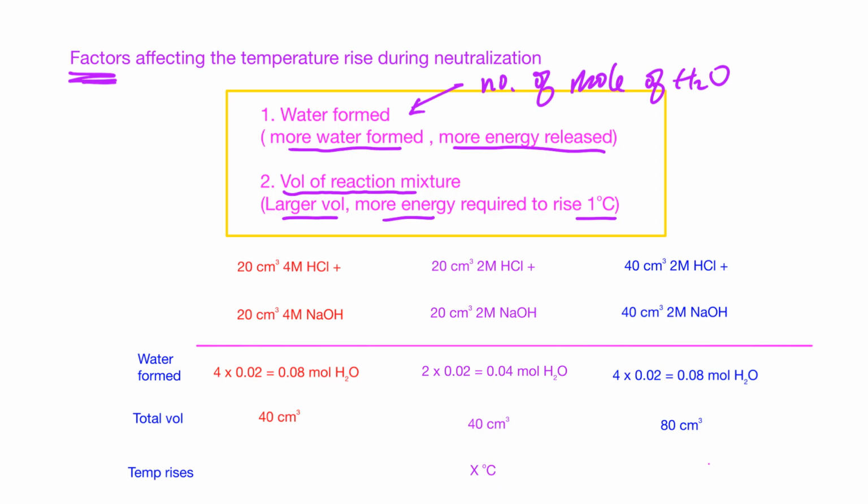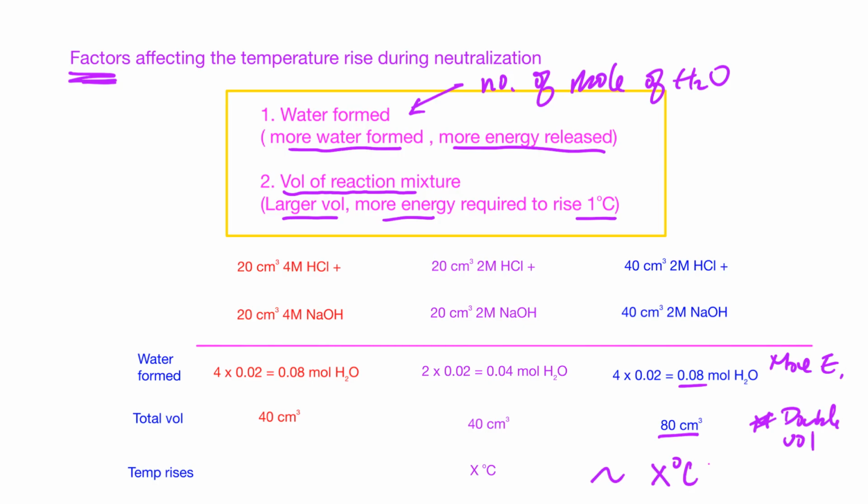If I modify the experiment to the one on the right, you'll find that we doubled the volume of the acid and alkali used. So in this case, 2 times 0.04, yes, we have more energy given out because we have more water. However, we have doubled the volume as well, from 40 changed to 80. So even though you have more energy given out, you're going to heat up double the volume. So we'll expect the temperature will be more or less the same.